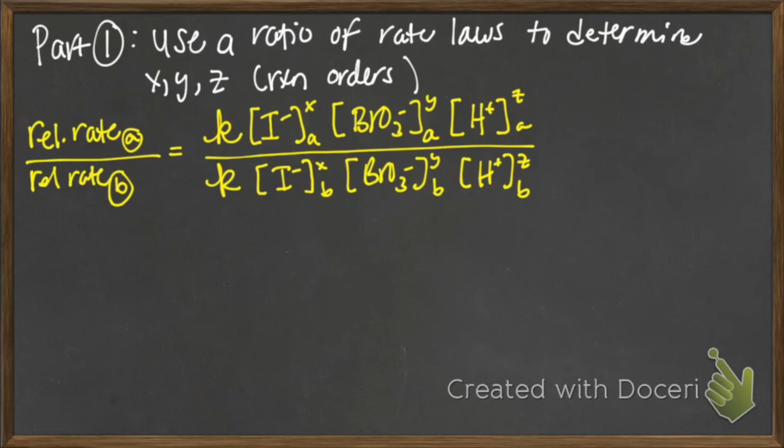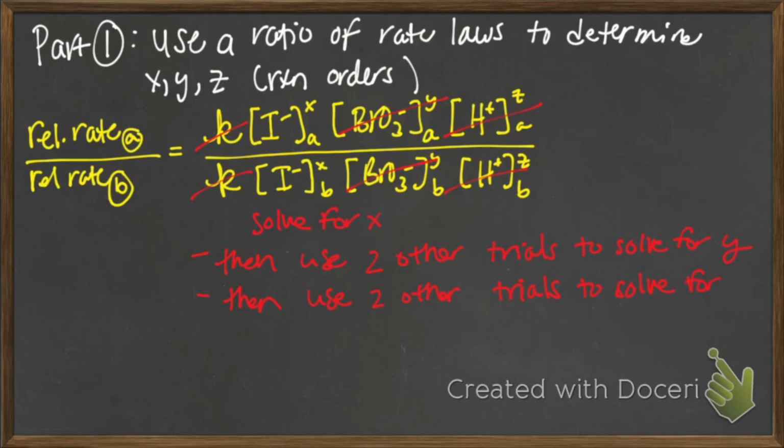So if we keep the bromate and the H^+ constant, those values along with k will cancel, because k is a constant, and if we keep bromate and H^+ constant, we can then solve for x. And then we would need to repeat that. So we'd have to use 2 more trials where we cancel out the I^- and the H^+ to solve for y. And then we would need to use another 2 trials where we would cancel out the I^- and the bromate to solve for z.